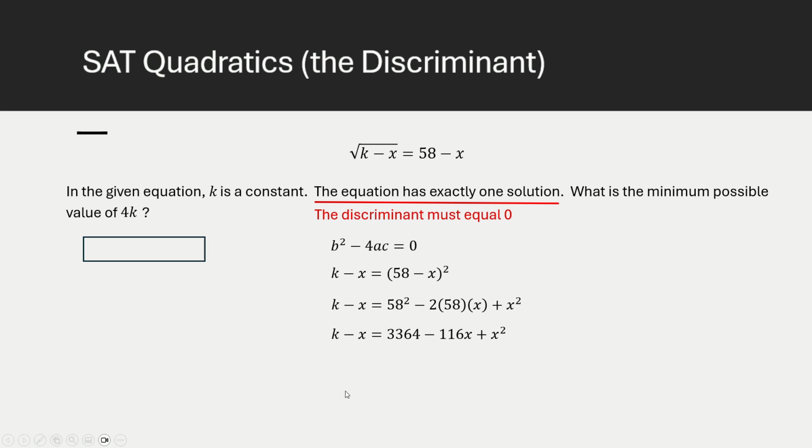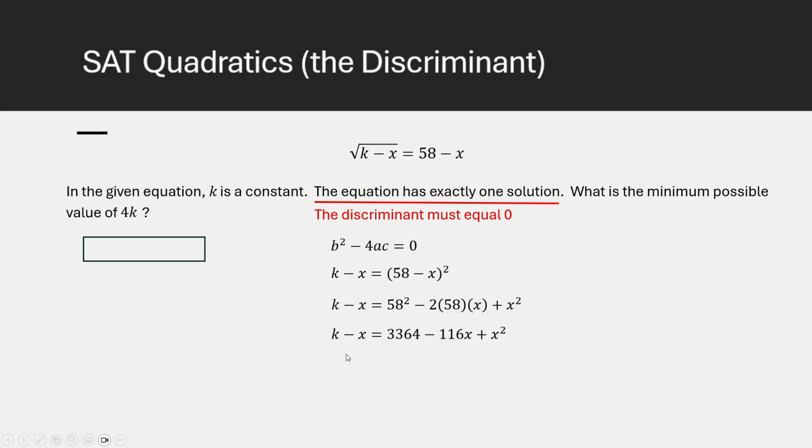Okay, now let's recall that we need to figure out what the values are for the discriminant: what the b is in this discriminant, what the a is, and what the c is. In order to do that, we need to take this quadratic that we now have down here and put it in the standard form of a quadratic.